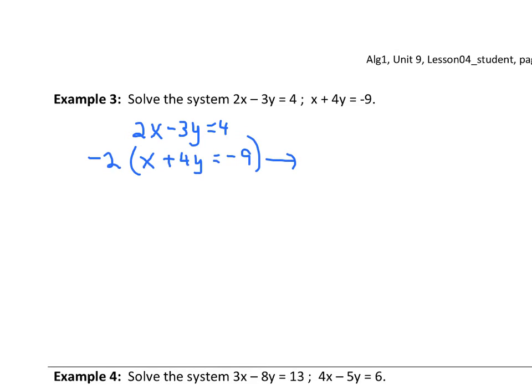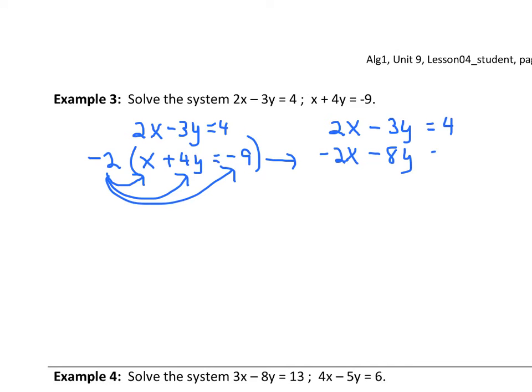So let me rewrite the top equation. Now remember, your x's and your y's and your constants all have to be lined up in order. So then I'm going to multiply the negative 2 times x, so I have a negative 2x. Then I multiply the negative 2 times the 4, I get negative 8y. And then the negative 2 times the negative 9 to get 18.